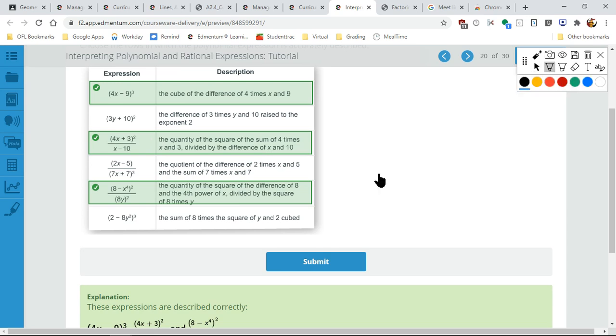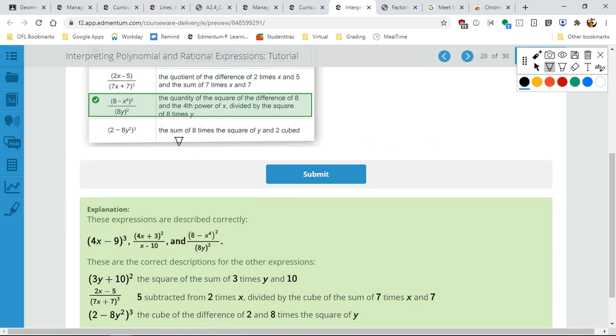So right here, this is wrong because it's saying we're doing the quotient of the difference of 2 times x and this. So we're doing 2x and 5. So we're doing the difference of 2x and 5. And we're doing quotient, so we're going to divide this. "And" means the next stuff is divided. And 7 times x and 7. Notice how they never mention the cube. That's why that one's wrong.